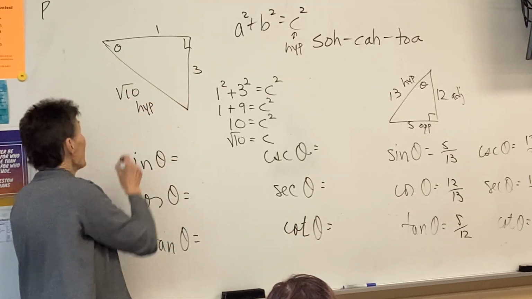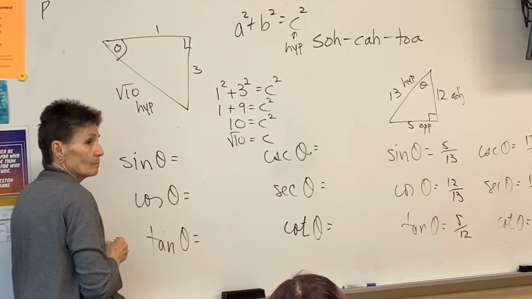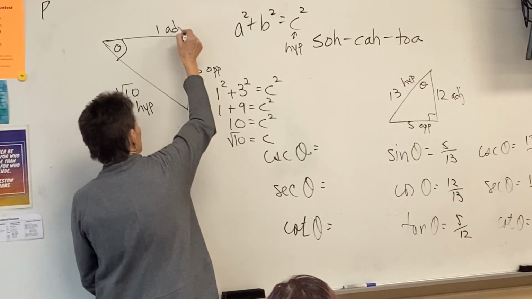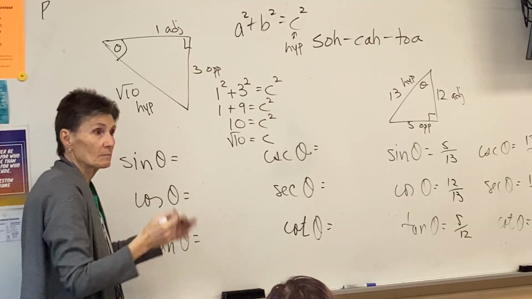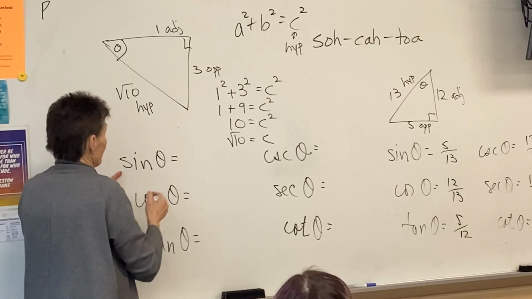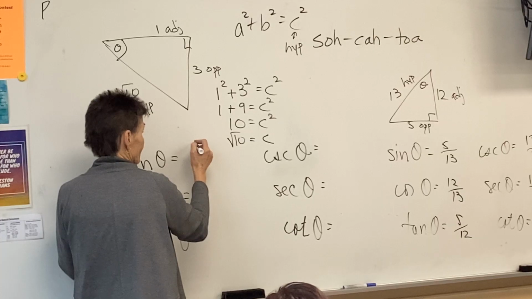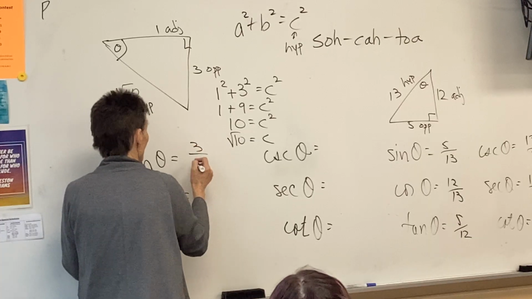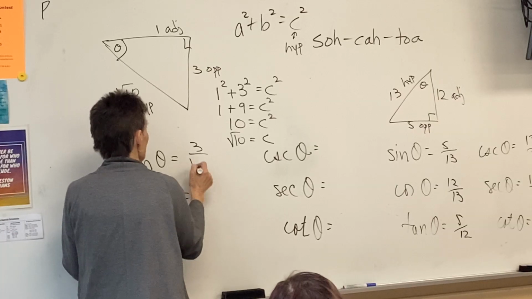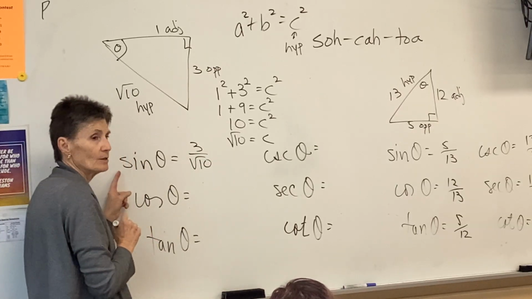Now look at your angle. What's opposite? 3. And this guy must be adjacent. Okay, now we fill them in. So sine is? 3 over root 10. Opposite over hypotenuse.